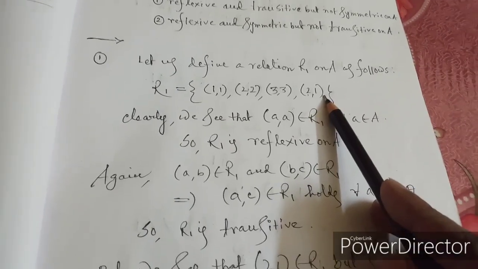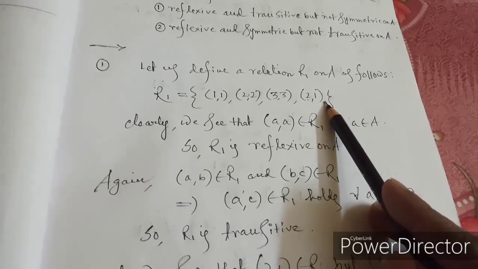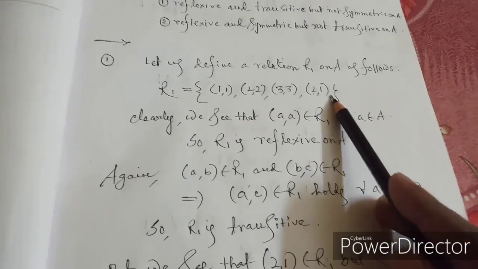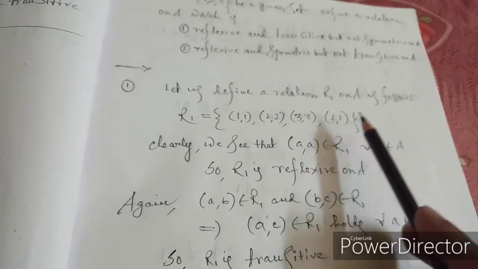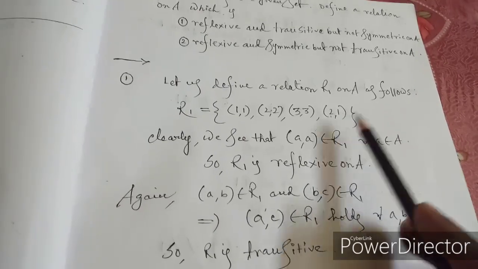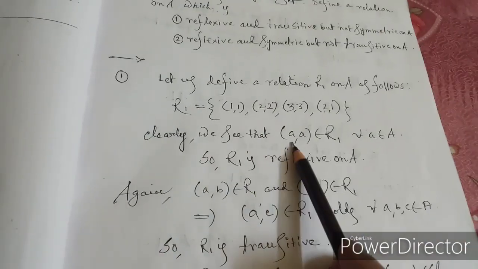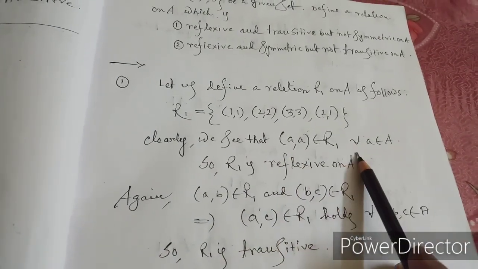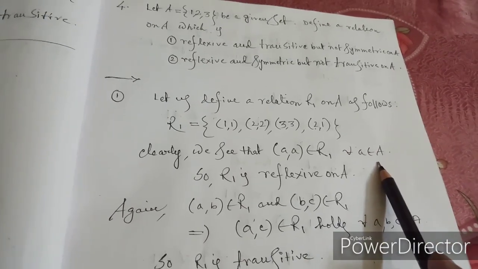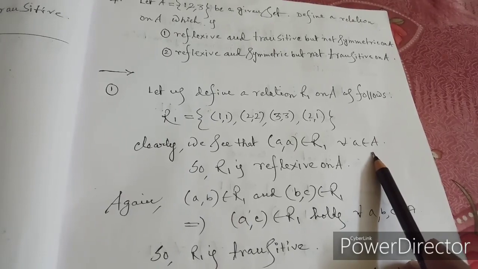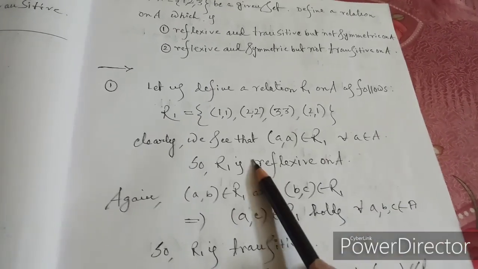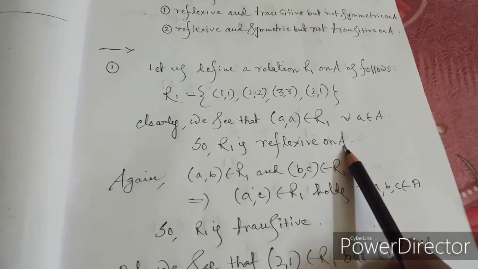How? Look at that: (2,1) belongs to R, but the opposite of (2,1) is how much? (1,2). (1,2) doesn't belong to R. So R1 is not symmetric. Clear? Again, to repeat: clearly we see that (a,a) belongs to R1 for all a in A. That means (1,1), (2,2), (3,3) belong to R1. So clearly R1 is reflexive on A.